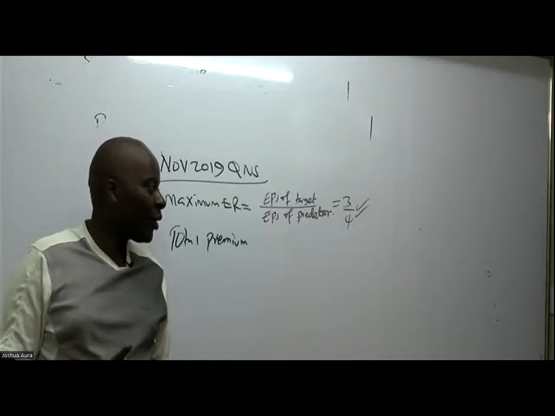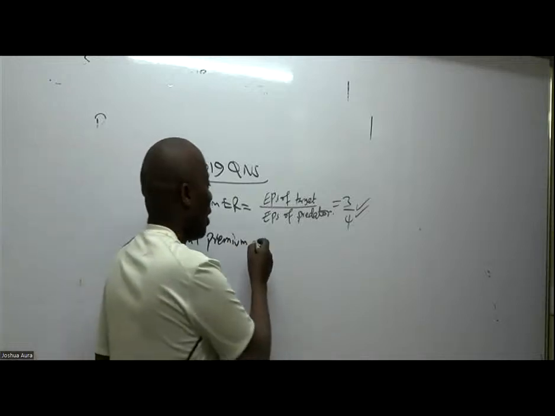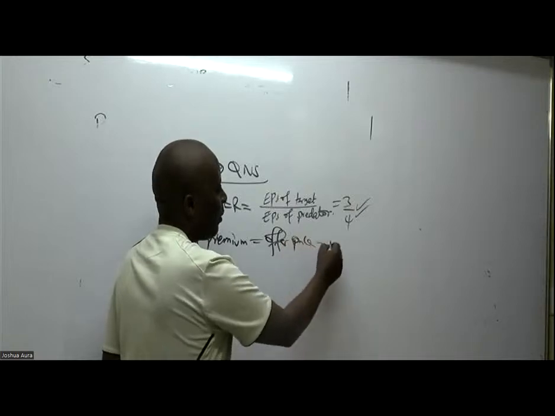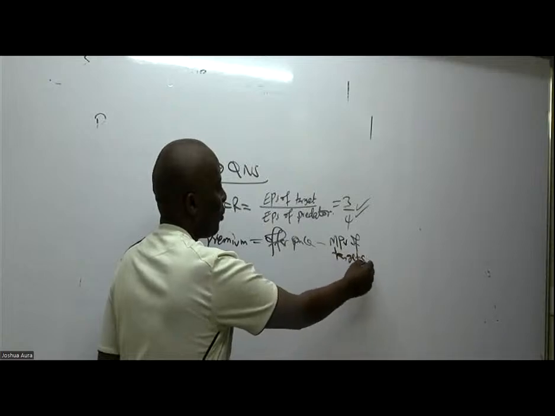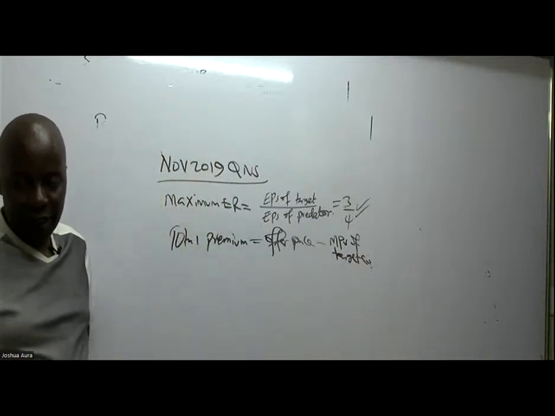Let's see. So remember when they ask for total premium, this is the formula. You will take the offer price, the price offered, minus MPS of the target company.